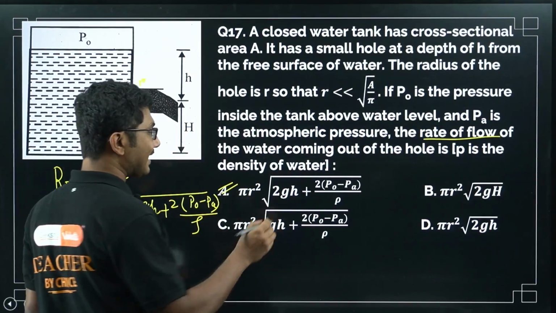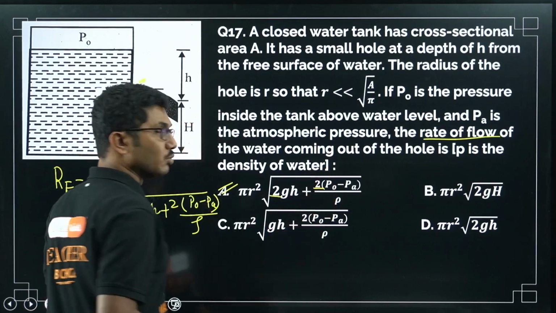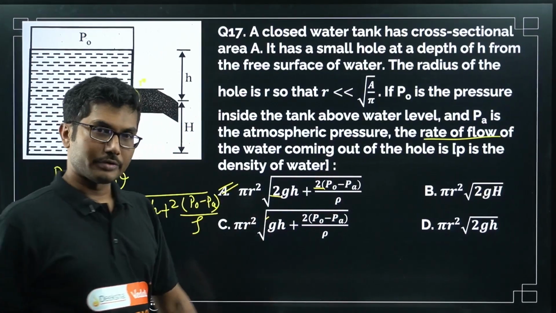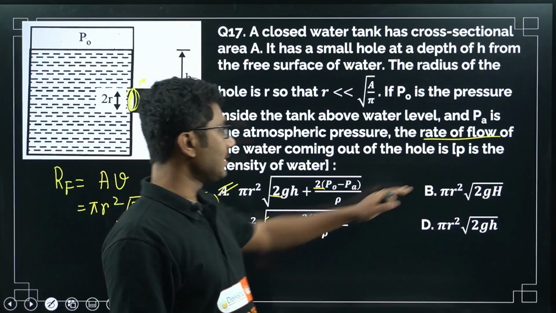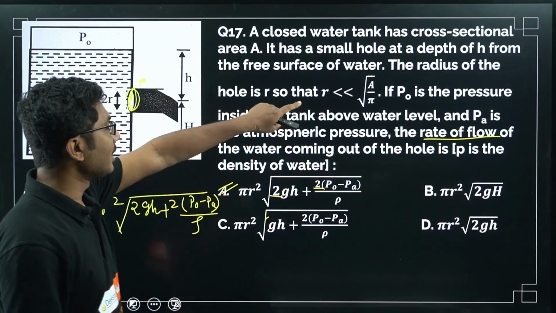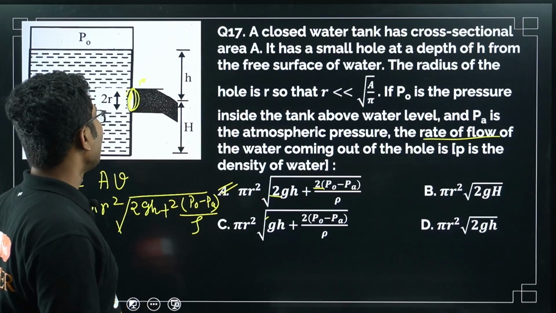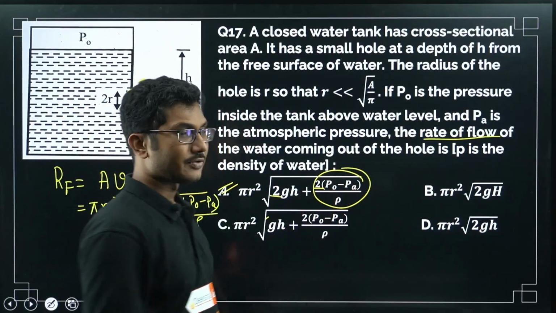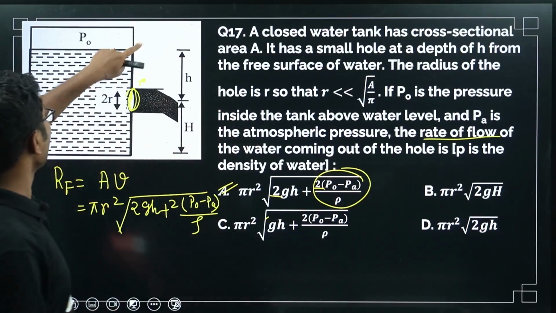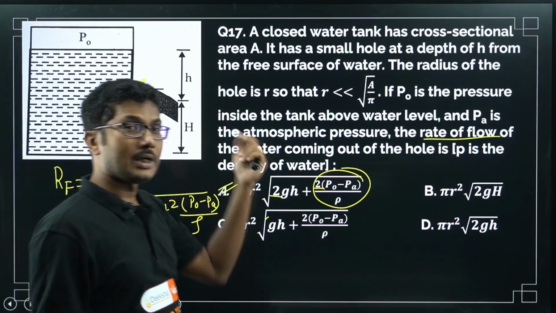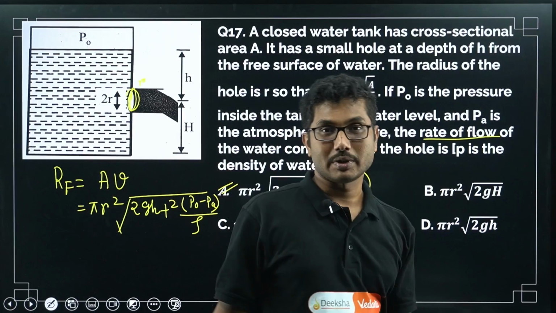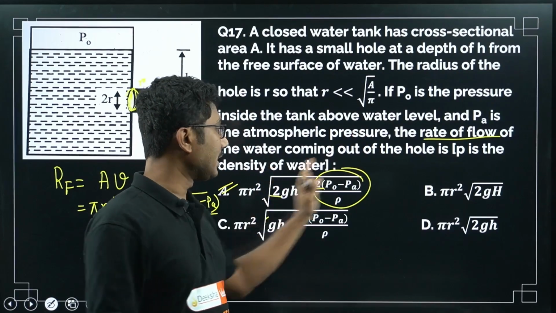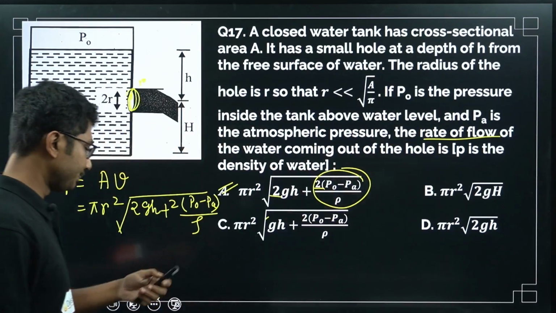And one more hint is that both the terms have 2. Okay, if you check, this option here does not have any 2. So that is one more hint. Okay, and obviously, even though the radius is very small, you cannot ignore this pressure difference. If you ignore this pressure difference, then it will be incorrect, because it is a closed container. If it is an open container, then you could have ignored atmospheric pressure. You can say P0 and Pa are the same, so you can ignore this entire thing to be 0.